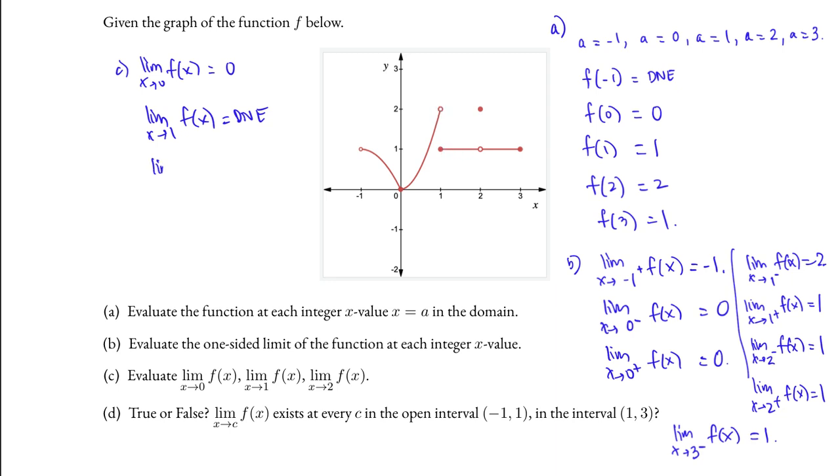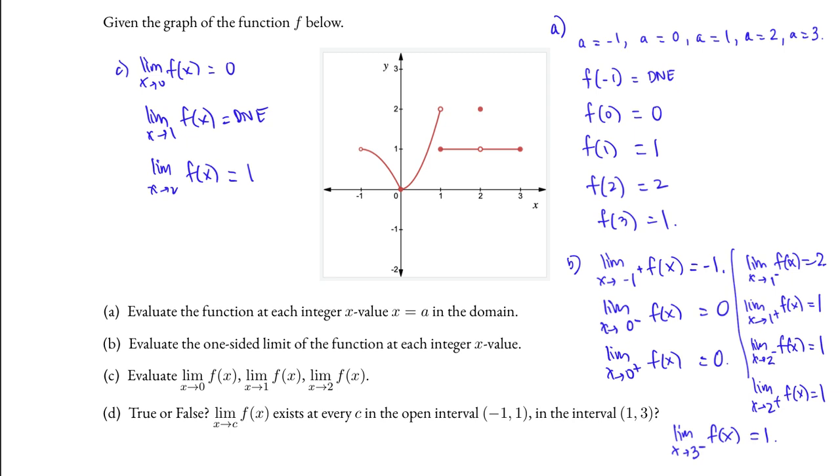The limit at x equals 2 of f of x does exist, and it is 1. Notice that the left-hand side and the right-hand side are approaching the same number, even though f of 2 equals 2 up there. But we're looking for the limit, not the functional value.